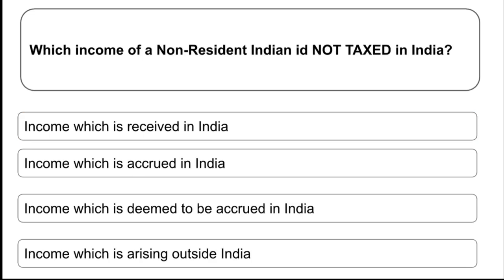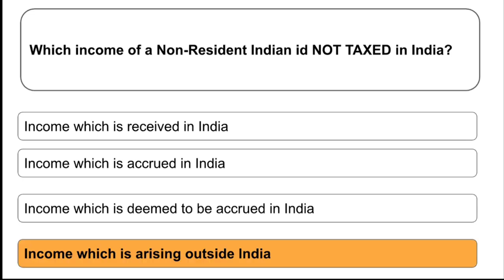Which income of a non-resident Indian is not taxed in India? Options are A, income which is received in India, B, income which is accrued in India, C, income which is deemed to be accrued in India, D, income which is arising outside India. So the correct answer is option D, that is income which is arising outside of India.